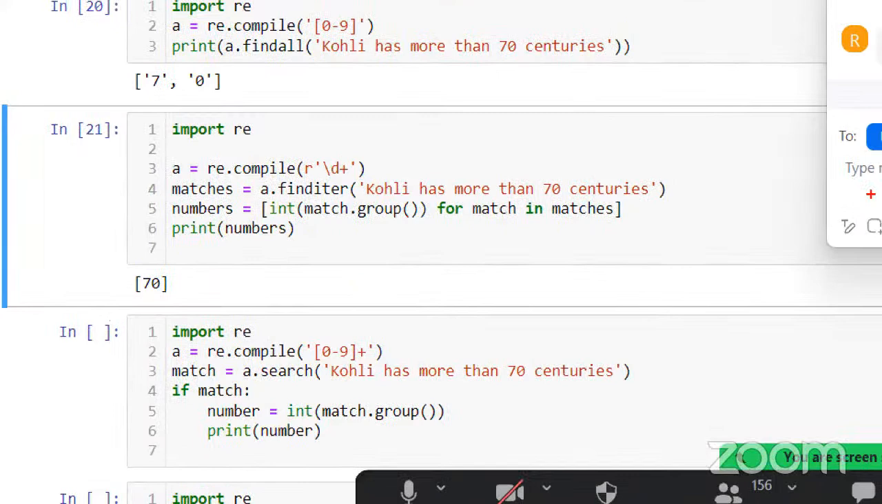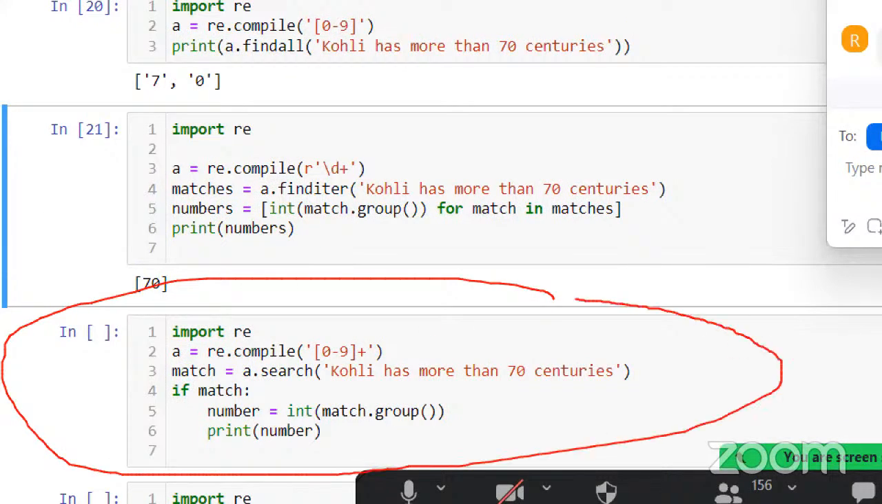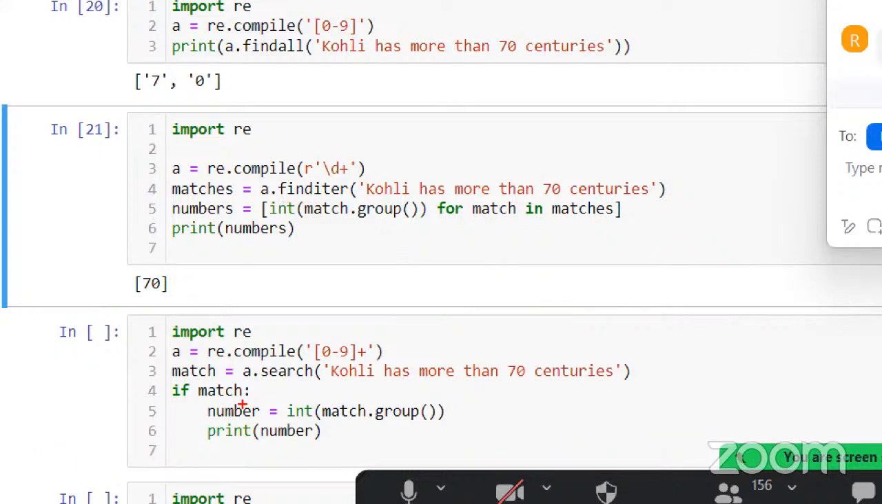So this is the same thing, but I just want to ask you whether this also gives you the same output. Here we were using the find iter function, but in this code I am using the search function, correct? So does it give me the same output? This code.